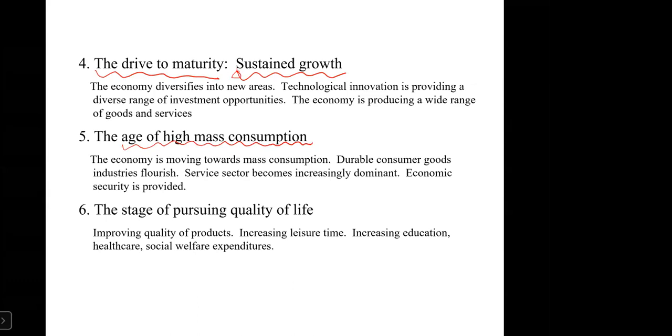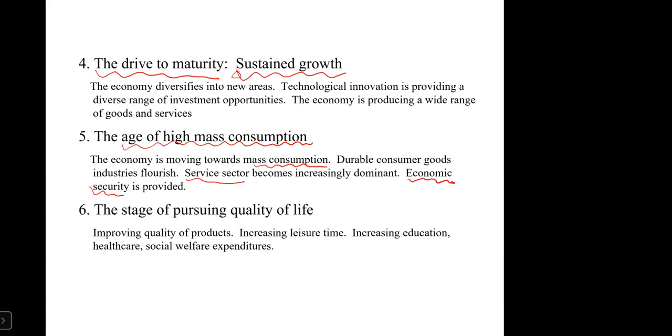Now the economy moves to mass consumption. Durable consumer goods industry flourishes, or the housing market flourishes. The service sector becomes increasingly dominant, and economic security is provided. So what is economic security? In the United States, think about President Lyndon Johnson. He had an initiative called Great Society. That is, they provide social security, provide pension. So this is the age of high mass consumption.